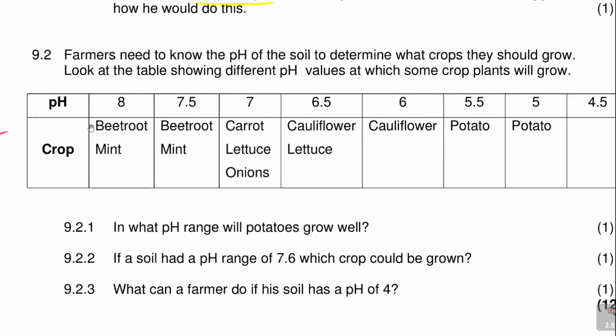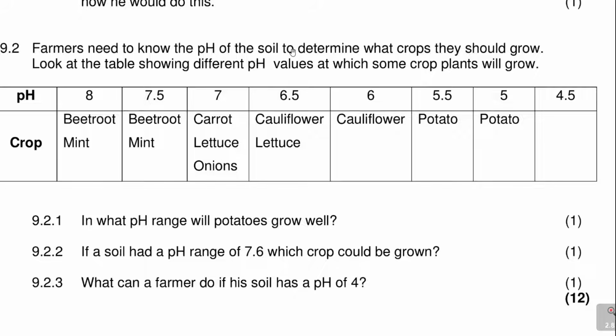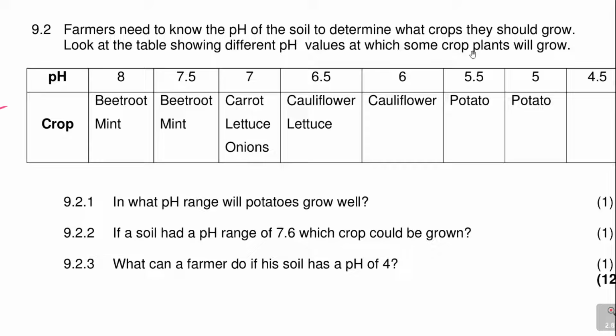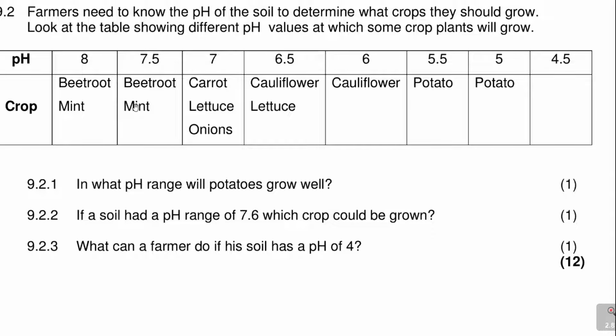Alright. And then it says farmers need to know the pH of the soil to determine what crops they should grow. Look at the table showing the different pH values of some of the crops they will grow. In what pH range do potatoes grow well? Potatoes, there is the range. So you start from the smaller number, 5 to 5.5. Don't say 5.5 to 5.